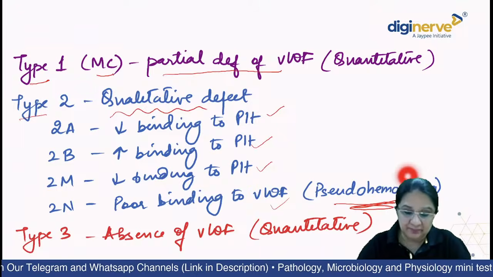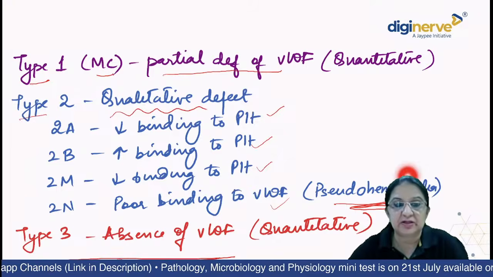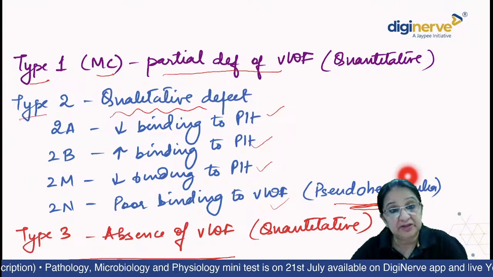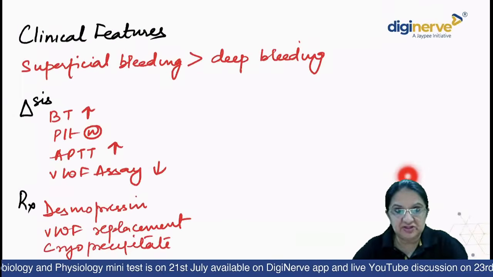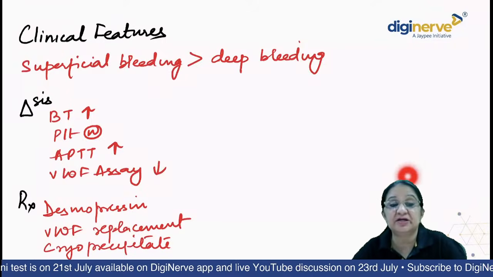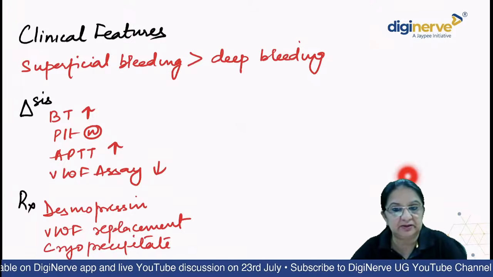Type 3, there is complete absence of von Willebrand factor. So type 1 and type 3, it is a quantitative defect. Type 2, it is a qualitative defect, right? Clinical features, of course, factor 8 is involved. So deep bleeding would be there, but it is more of superficial bleeding as it involves platelet adhesion.